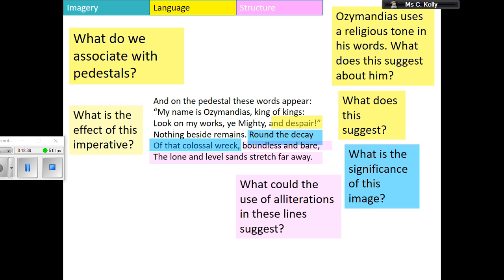And then "boundless and bare, the lone and level sands stretch far away." So there's a lot of alliteration in this last line here. So we've got B and B for boundless and bare, lone and level, and sands and stretch. So what's the effect of that? What does that suggest to us? What does that conjure up in our minds? So pause the video now, write down any of your ideas for these questions, maybe leave space so that if I say something different afterwards, you can add that to it.